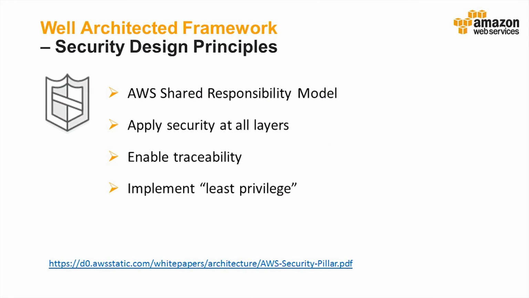Implement least privilege. This principle ensures that authorization is appropriate for each interaction with your AWS resources, and implement strong logical access control directly on resources. Use AWS IAM. There are other security design principles. The audience is encouraged to read the AWS Security Best Practices document online.